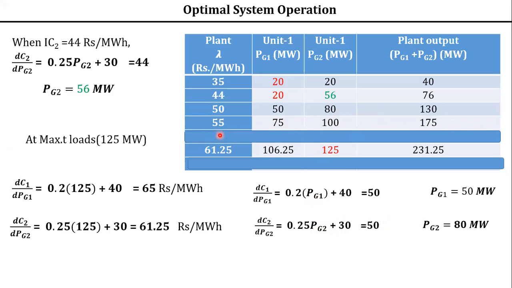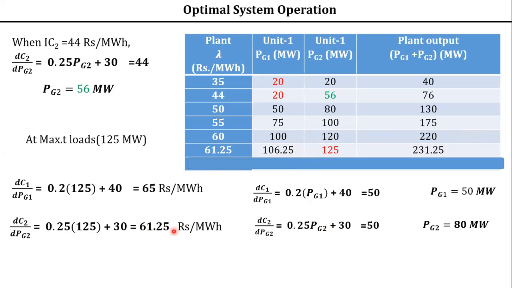So when lambda is 60, I am taking some other value in between. Lambda is equal to 60. That means in this equation, replace this with 60 and find out Pg1. Here also, replace the 50 by the 60 lambda value and find out Pg2. Fill those values here: 100 megawatt, 120 megawatt. Then after 60, we reach 61.25. You know that one, 125, 106; I've explained already how we got it.